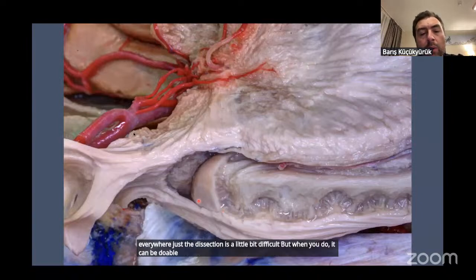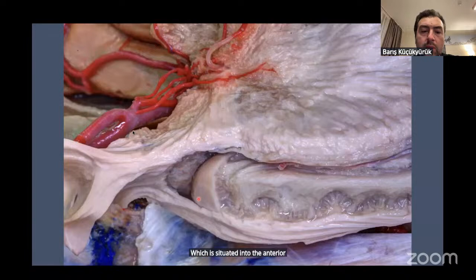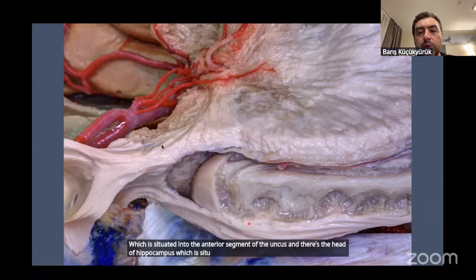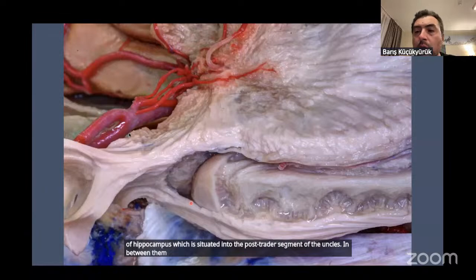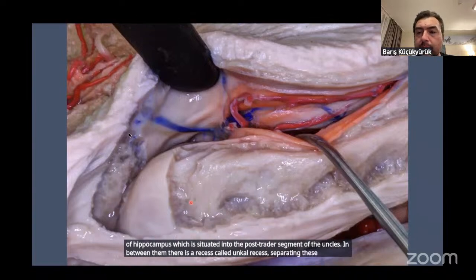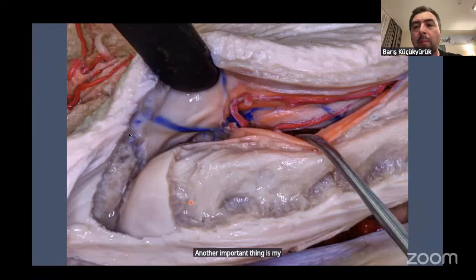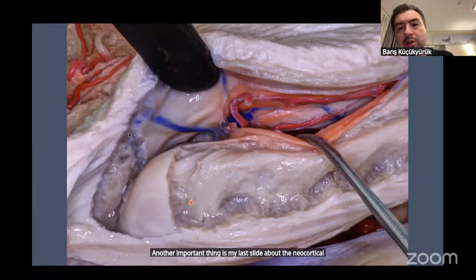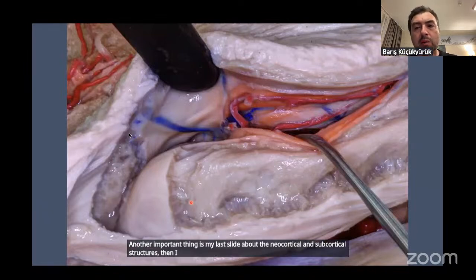Anyways, the important thing here is there is the amygdala, which is situated in the anterior segment of the uncus, and there is the head of the hippocampus, which is situated in the posterior segment of the uncus. In between them, there is a recess called the uncal recess separating these two structures. Another important thing is my last slide about the neocortical and subcortical structures. Then I will be speaking very shortly on the arterial anatomy and venous anatomy, but very shortly.